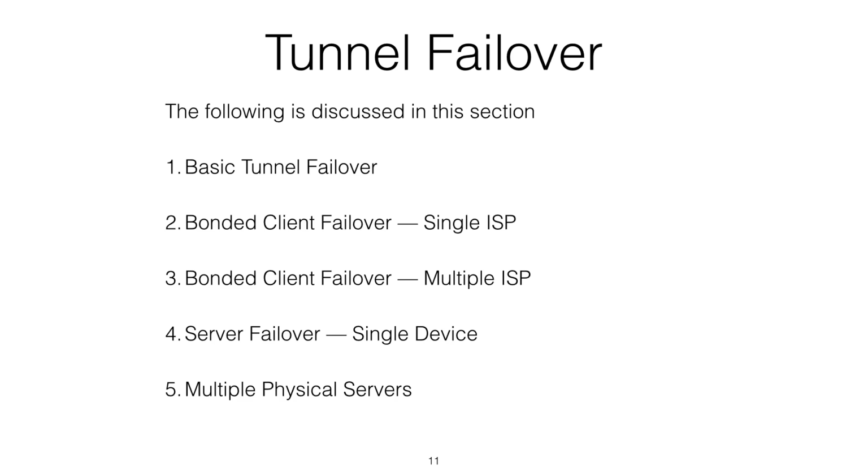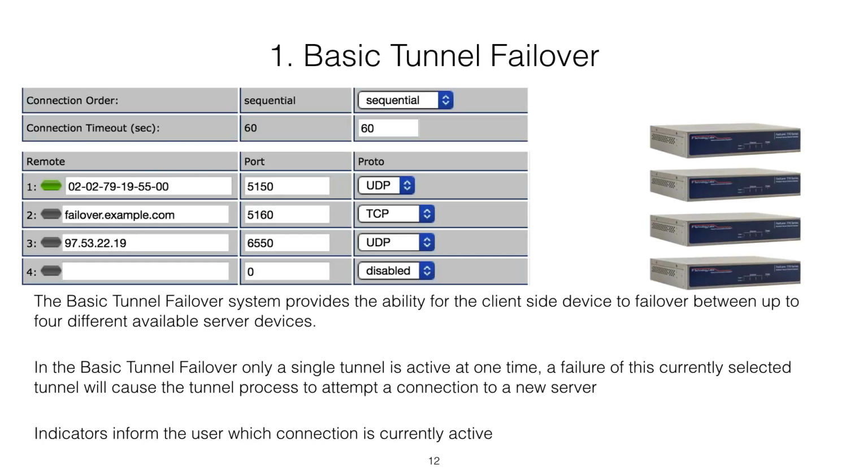So we have a basic tunnel failover. We have a bonded client failover over a single ISP, bonded client failover over multiple ISPs, server failover, and setting up multiple physical servers. So if you go to the main tunnel page at the bottom where you set up your remote connection, there's a basic tunnel failover. So we're connecting, and we talked about this in our last session.